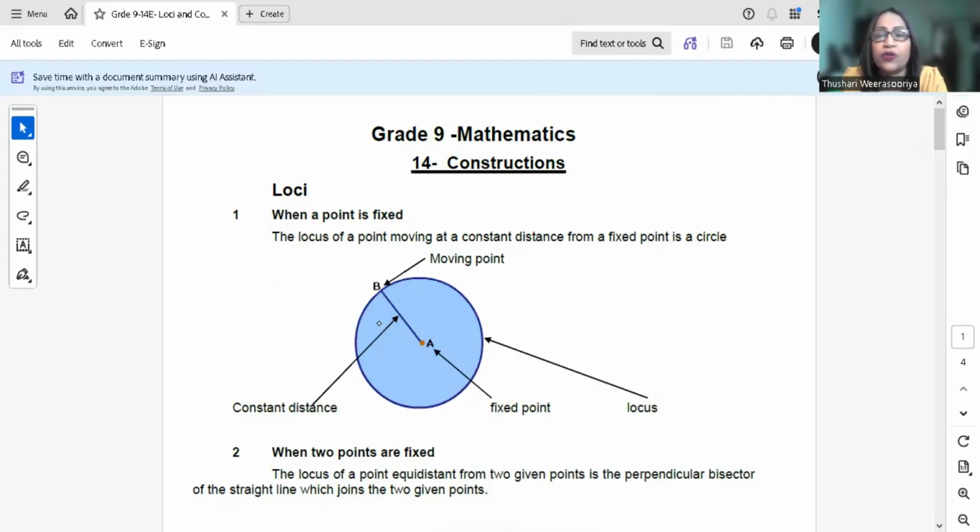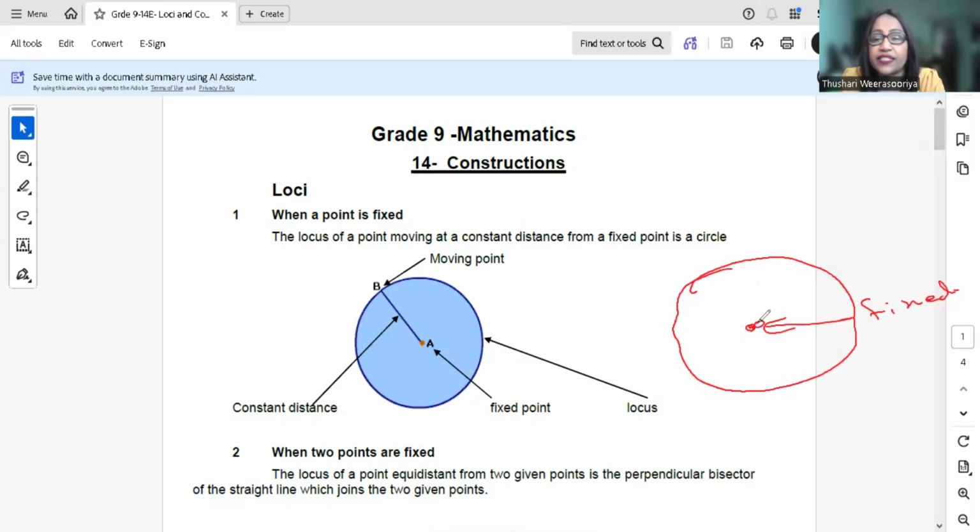Now I can go to the ground and fix one girl. Fix one child. This is a fixed point. I can ask another child to move by keeping an equal distance from this child. How does she have to walk? She has to walk in a circle by keeping equal distance. The equal distance is called the radius. This is the center, and this is the radius.